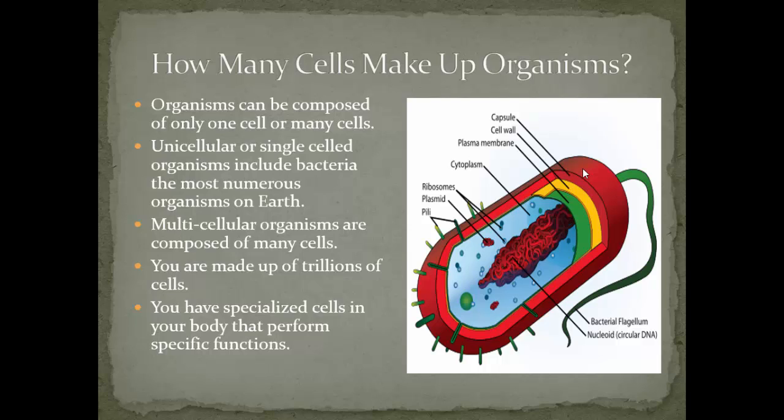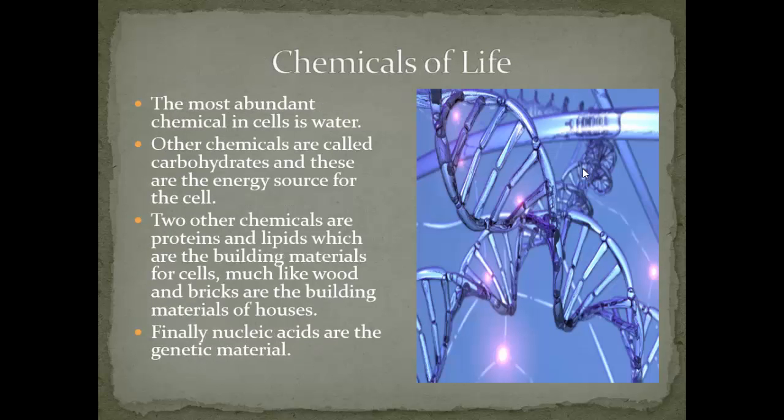And we have specialized cells in our body that perform specific functions. So not all of our cells do the same job. We have skin cells that have specific functions. We have liver cells that have specific functions, stomach cells that have specific functions. So not every cell is the same. Every cell is alive, and there are groups of cells that have different jobs, and they all work together to keep each other alive.